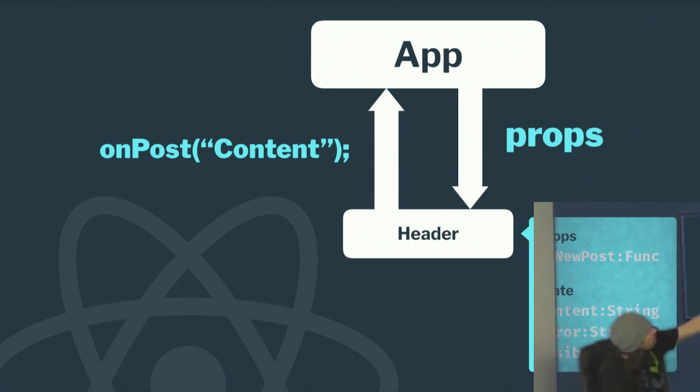So when header calls onPost with the content, this would be your tweet, app knows what to do with it. That's the responsibility of actually creating a post. The header has the button, the app has the data. By passing this function down, we're able to have app manipulate its state itself through a function call. Okay? So data down, actions up, I guess, is the way that we talk about it. And this is one way to deal with it in React. Question about this?